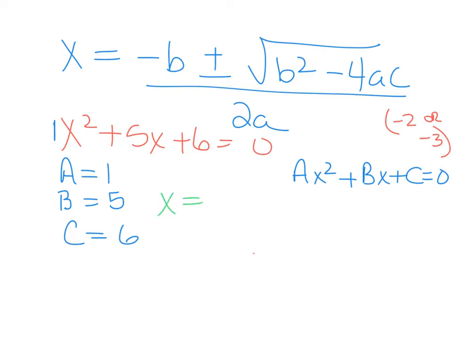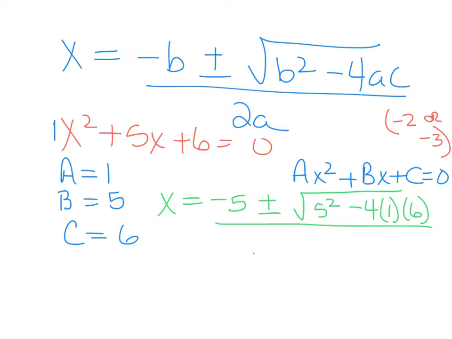X equals negative b. Well, b is 5, so negative b is negative 5, and yes, capital letters and small letters are the same thing, plus or minus the square root of b squared. So b is 5, so I'm just going to put 5 squared in my square root, minus 4 times a is 1 and c is 6, all over 2 times a, which is 1. So all I did was replace my a, b, and c in the quadratic formula with all the numbers that I just found. So now I'm ready to do some computation.